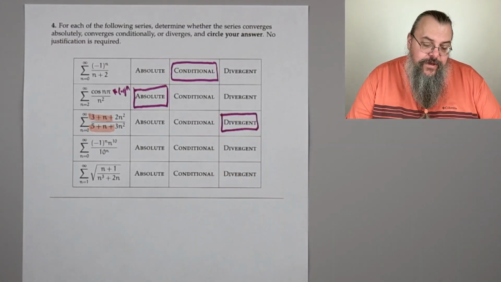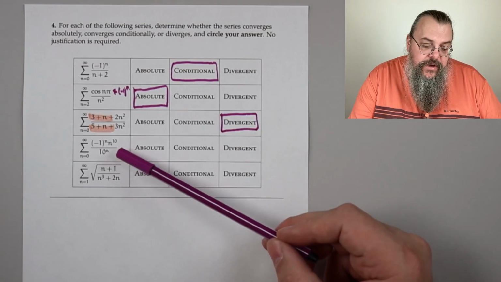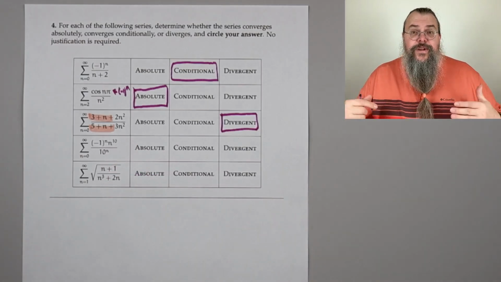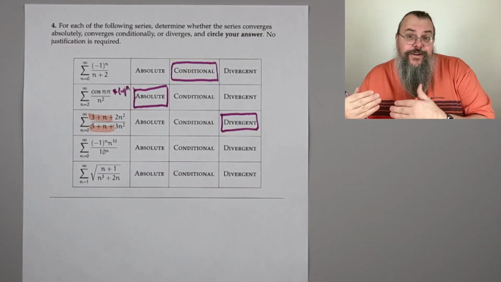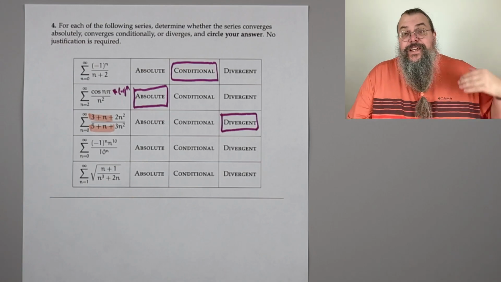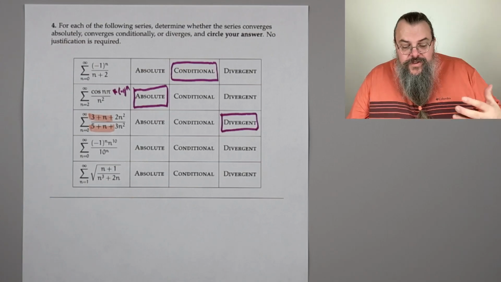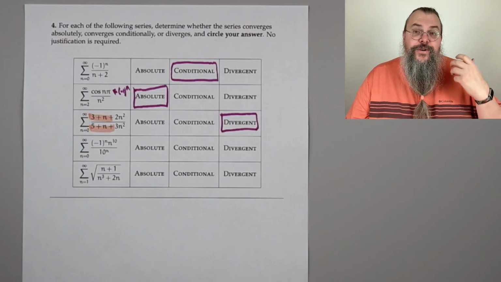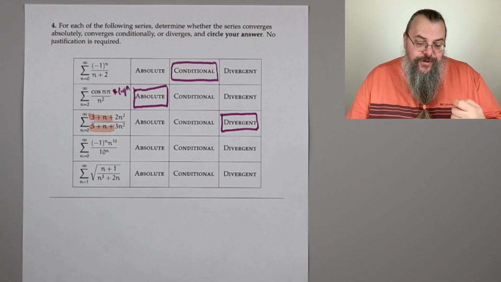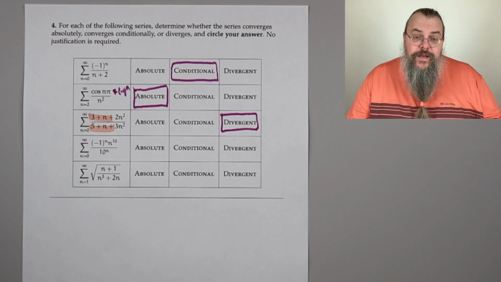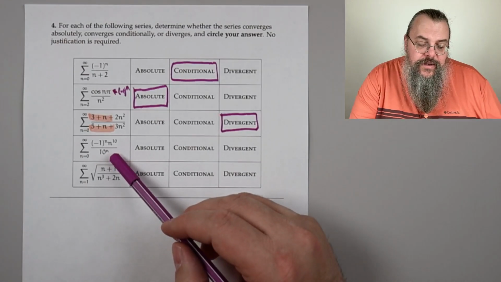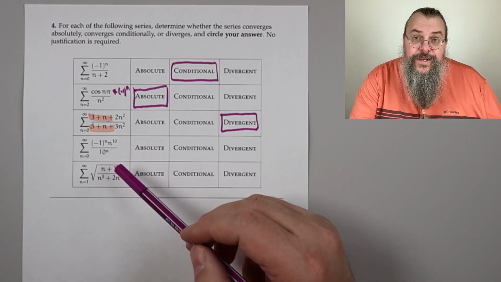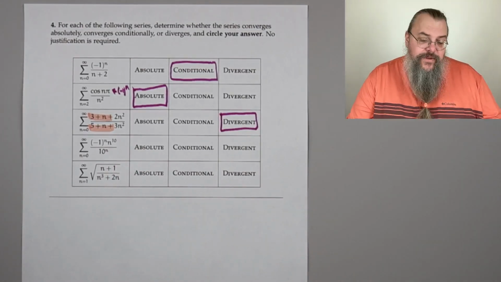Now, the next one. Minus 1 to the n over n to the 10th, 10 to the n. This is one of those things where you just ask, what wins between polynomial versus exponential? And the answer is exponential wins in a landslide. It's super good. So you always want to bet on exponential growth. The denominator is going to a huge number far faster than the numerator, so it's going to be absolutely convergent.